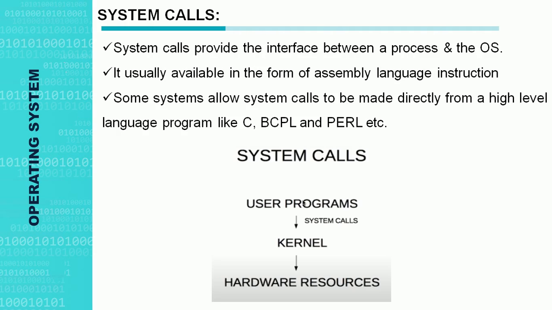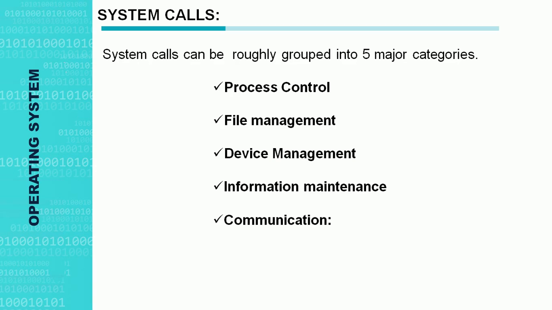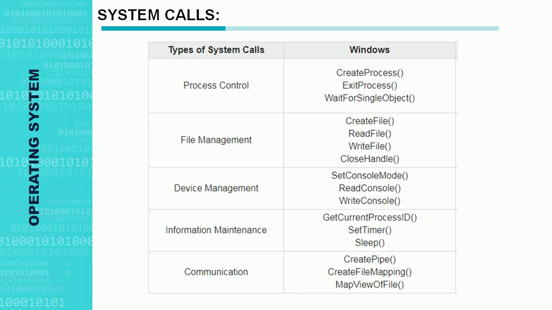Next is system call. A system call is an interface between a process and the OS. It is usually available as an assembly language instruction. Nowadays, systems allow system calls directly from high level language programs like C, C++, Java, BCPL. System calls are grouped into five major categories: process control, file management, device management, information maintenance and finally communication. Here there are different types of system calls.